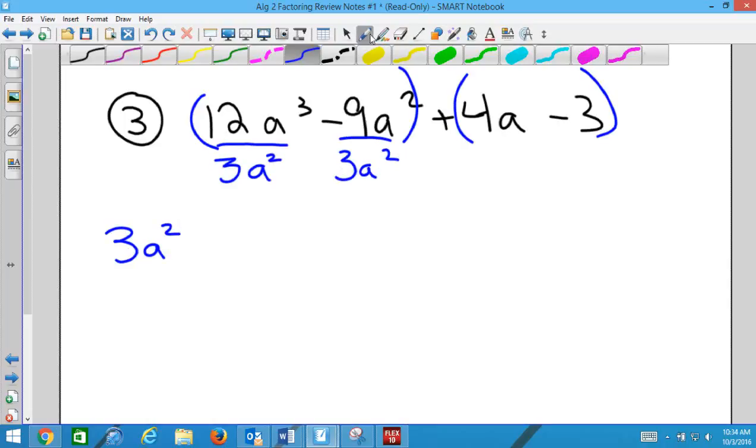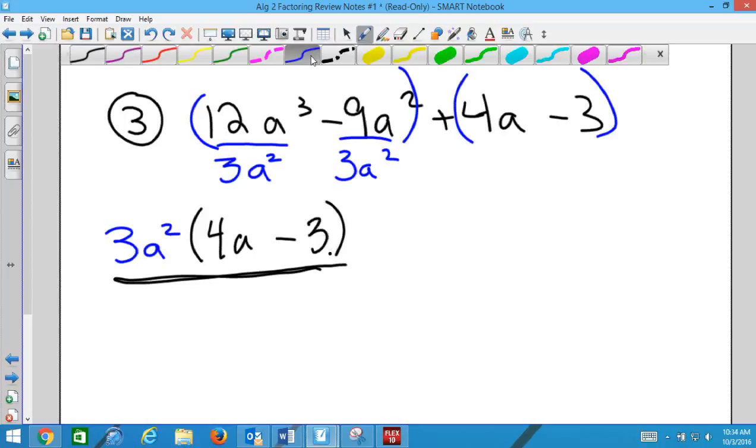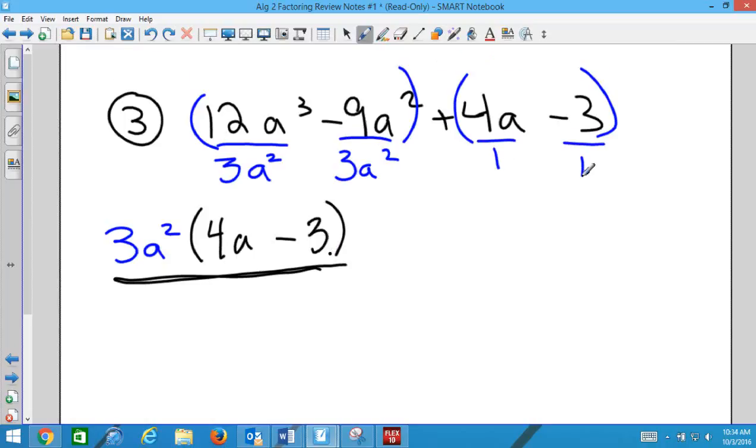So I'm going to divide that out. And I get left over 4a minus 3. Now we go and look at our other parenthesis, and I have to take something out. When I'm done, the parenthesis has to be the same as 4a minus 3. 1. So I'm going to take out just positive 1.